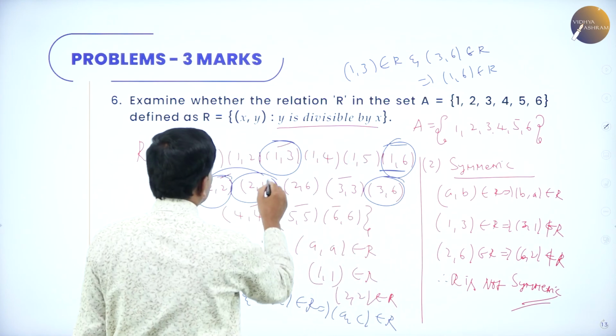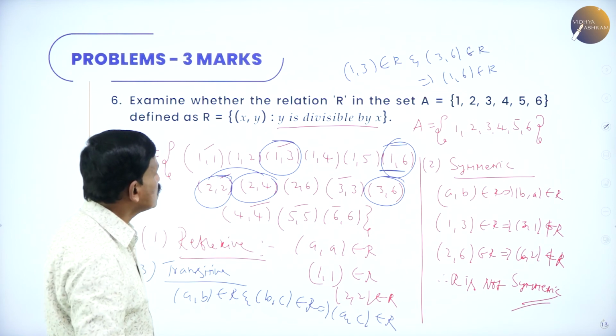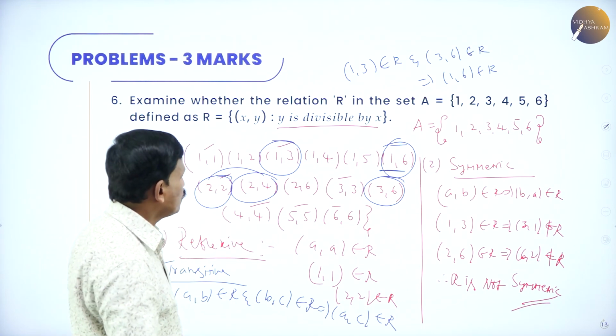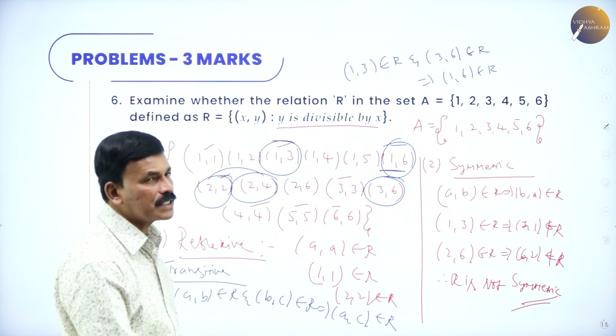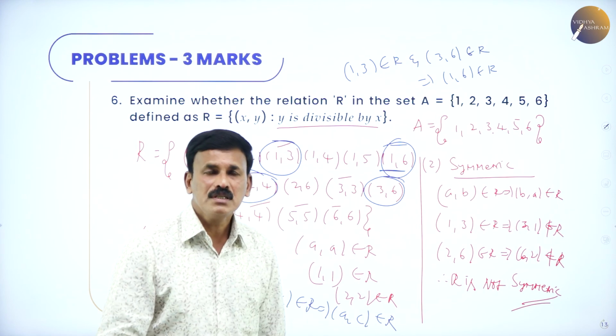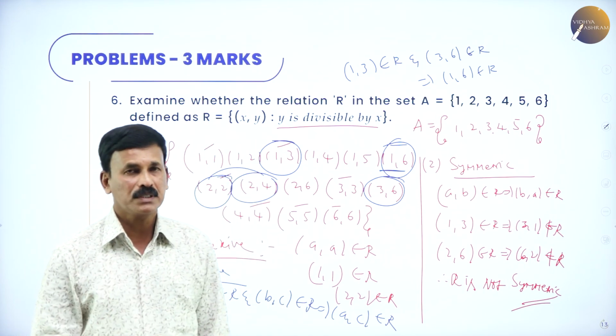Suppose if I take (1, 2) and (2, 4), so you will get the same. Therefore R is transitive. So here R is reflexive but not symmetric and it is transitive. This is an example for a relation which is reflexive and transitive but not symmetric.